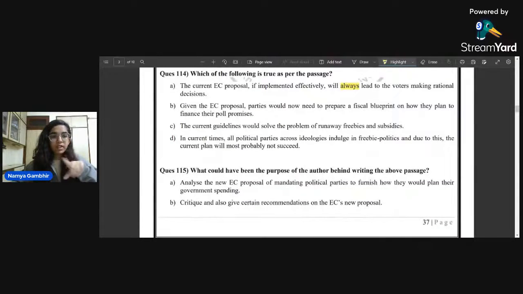Second, given the EC proposal, parties would now need to prepare a fiscal blueprint on how they plan to finance their poll promises. This is totally true. This is what the passage is talking about. Let's just quickly glance over the other two options.